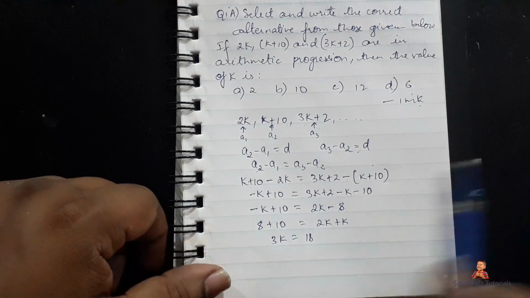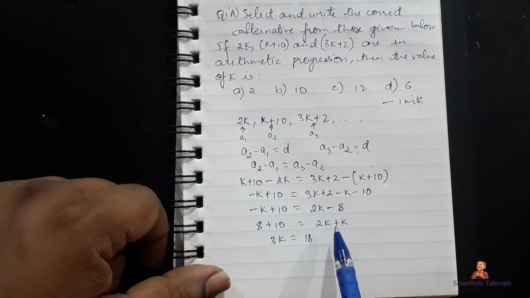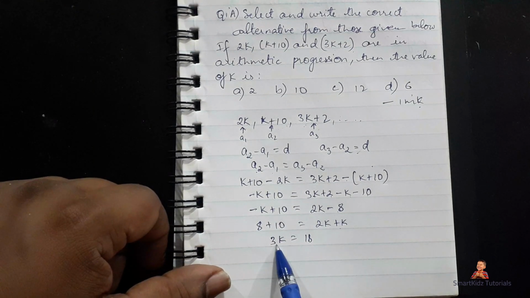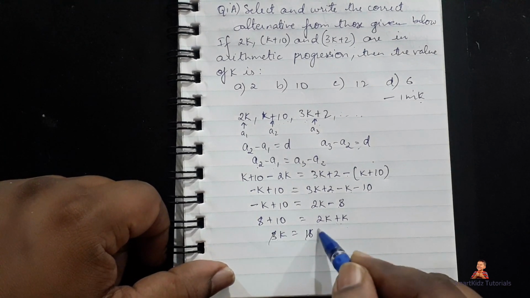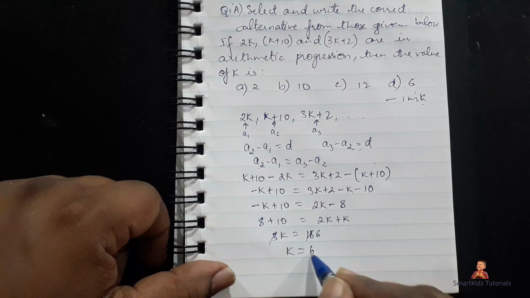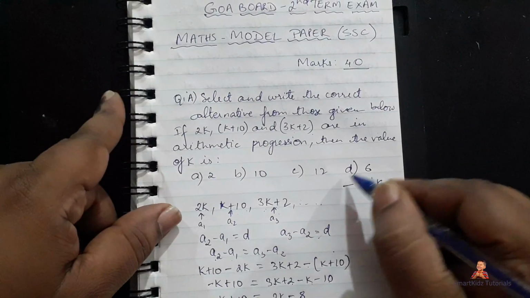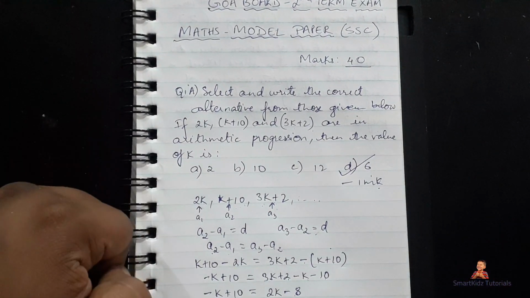You may wonder why the signs don't change. It is because whatever was on the left hand side I brought to the right hand side, and whatever was on the right hand side I brought to the left hand side. That is because we would like to keep the unknown on the left hand side. So 3 1s are 3, 3 6s are 18, and we get k is equal to 6. That means our correct choice is D, that is 6.